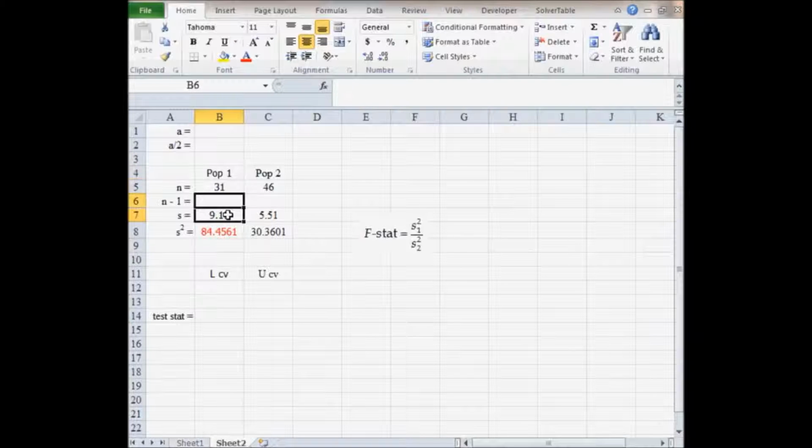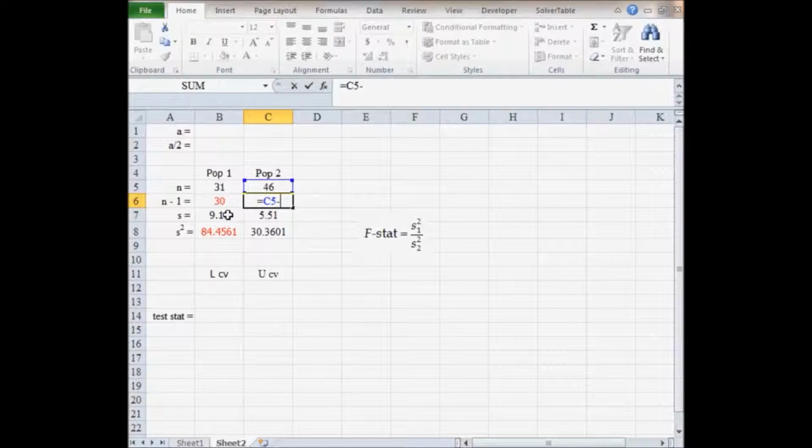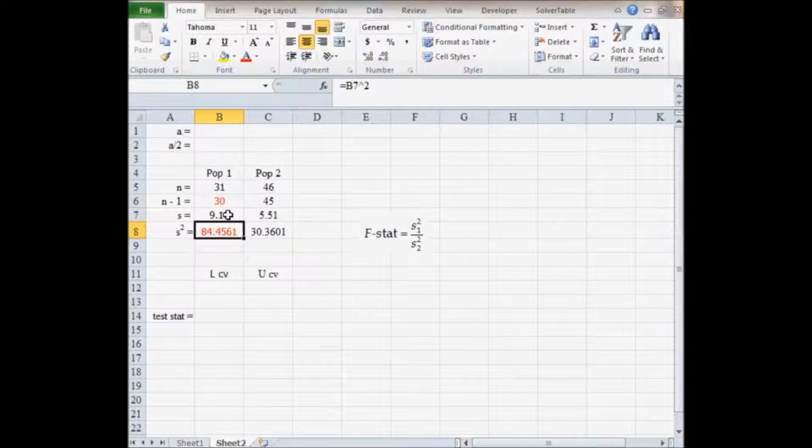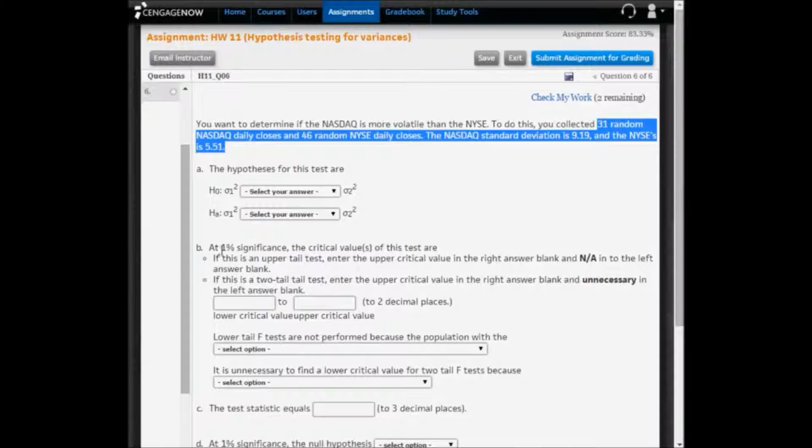So the numerator degrees of freedom is 30. The denominator degrees of freedom is 45. This goes in the numerator of the F-stat. That goes in the denominator of the F-stat. Hence, this is the numerator degrees of freedom, and this is the denominator degrees of freedom. The alpha level for the problem, the significance level for the problem, is 1%.